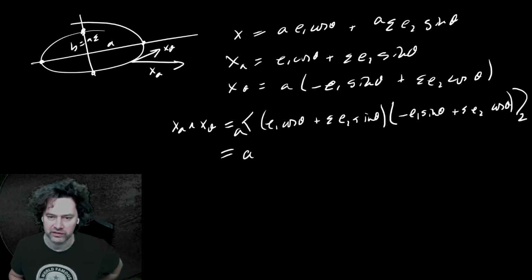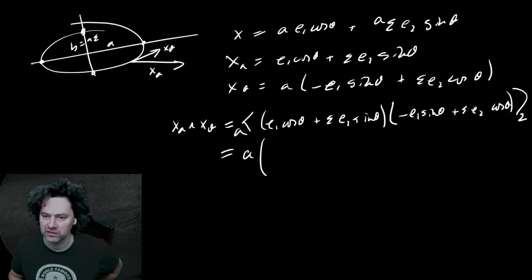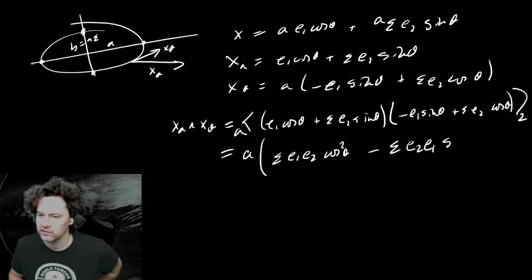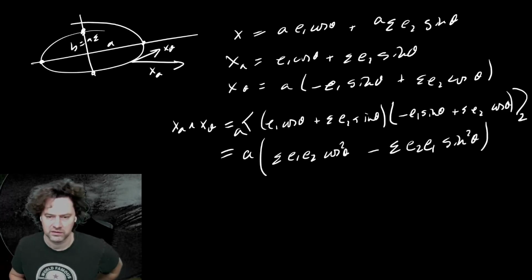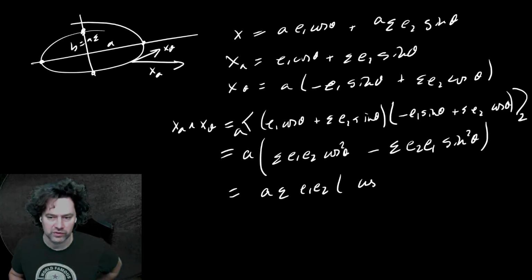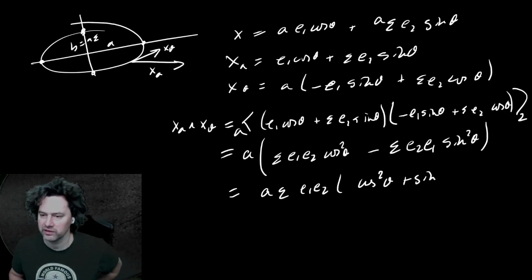So we have here A times epsilon E1 E2 cos squared theta, and we have minus epsilon E2 E1 sine squared theta. So that is A epsilon E1 E2 times cos squared theta plus sine squared theta.